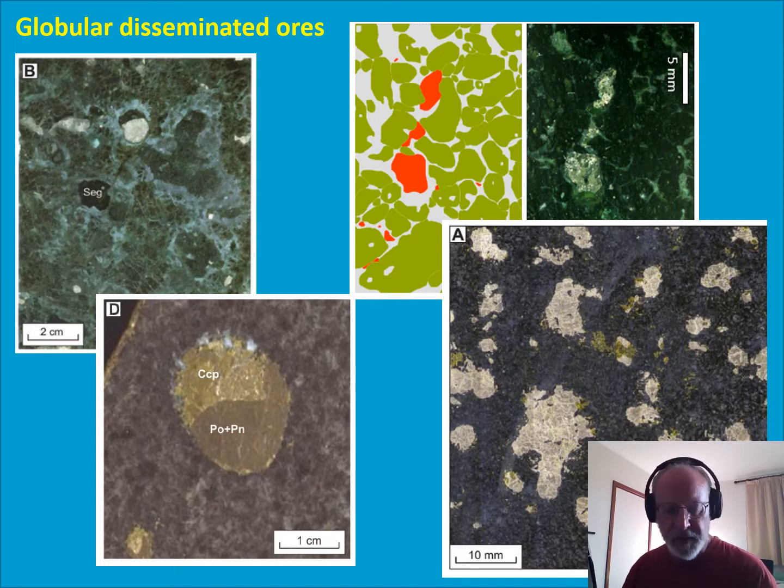In fact, I showed you one of these right at the beginning. You'll remember when we were talking about sulfide wetting, I showed you an example where you have globules of sulfide, little round blobs of sulfide, isolated from one another, sitting in a matrix of silicate crystals and silicate melt. That's one of the types of globular disseminated ores. But it turns out that there are a few others, so let's have a look and see what some of the variations are.